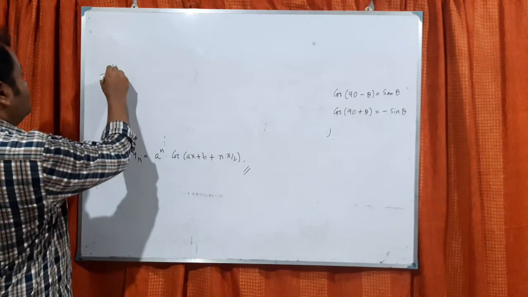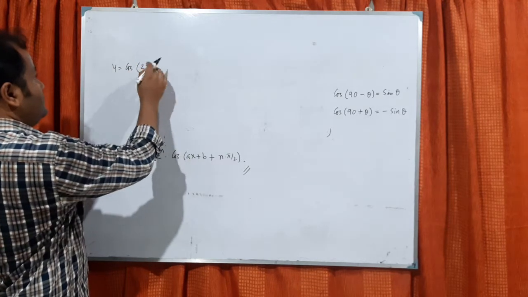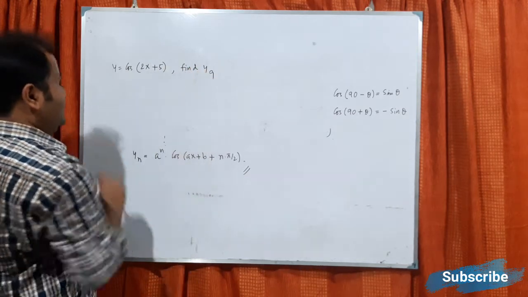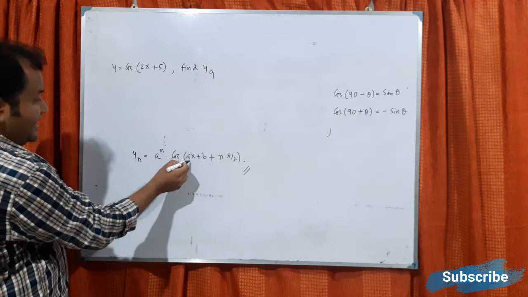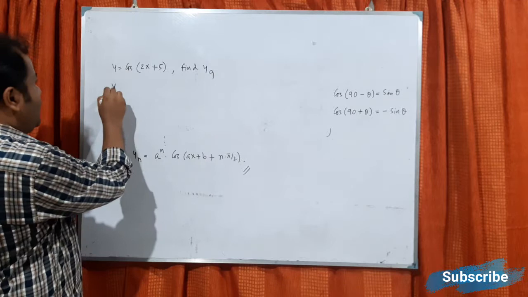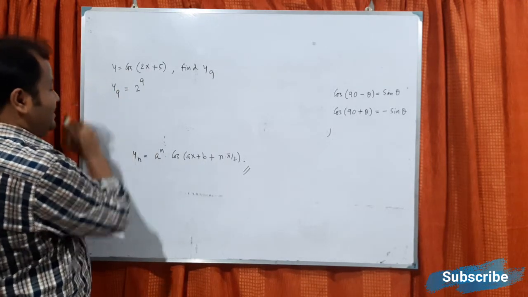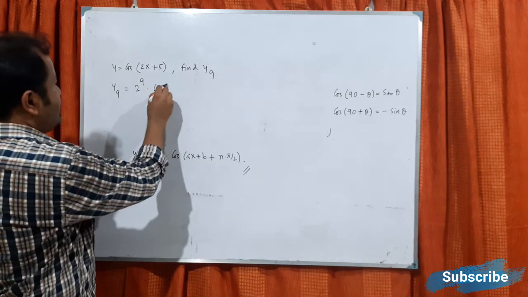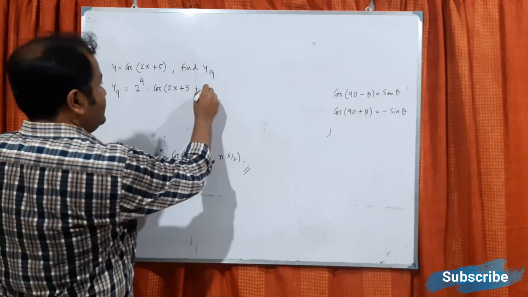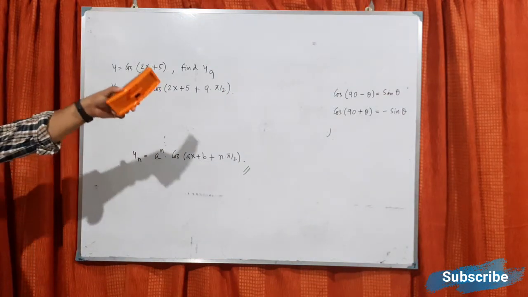Say y equals cos of 2x plus 5, find y9. By this process, here a is 2, b is 5 and n is 9. So y9 should be a to the power n, so 2 to the power 9 into cos of 2x plus 5 plus 9 pi by 2. So in a single step we can write this.